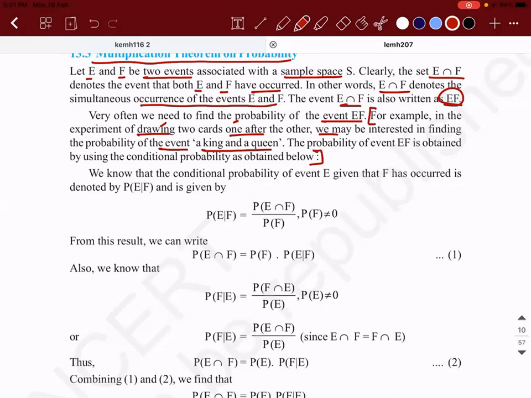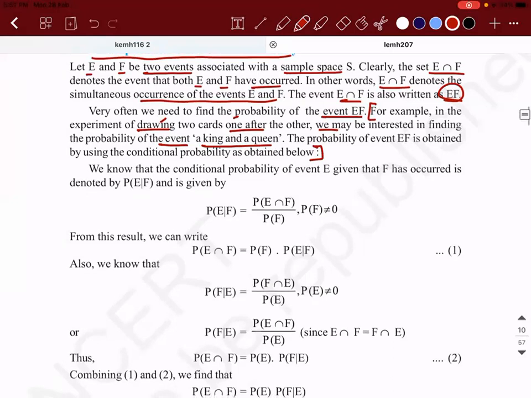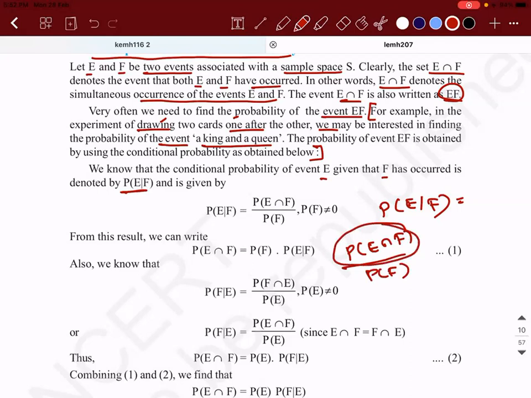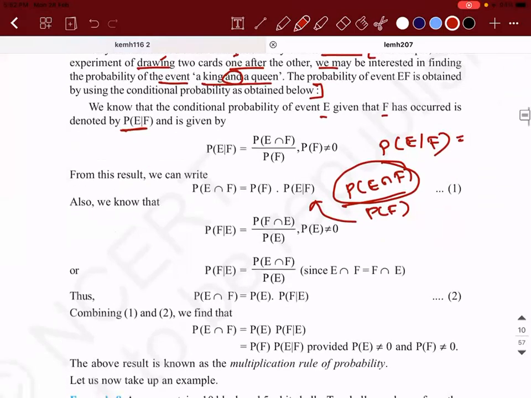Now we know that the conditional probability of event E given that F has occurred is denoted as probability of E given F. So what will you get? You will get probability of E intersection F divided by probability of F. So if you want to find the probability of E intersection F, take this to the other side. That is the meaning; "and" means intersection. So probability of E intersection F is equal to probability of E times probability of F given E.